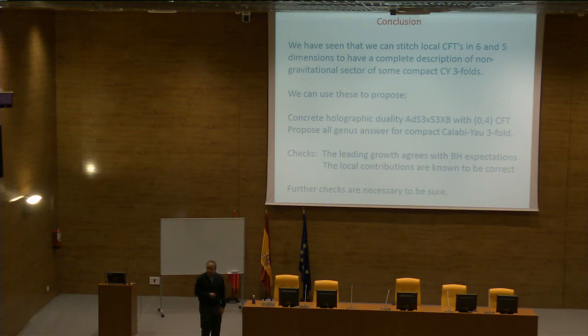So let me conclude. We have seen that the local description of conformal theories in 5D and 6D is quite powerful in giving a description for the non-gravitational sector of 5D and 6D theories, even in compact setups. We can get potentially concrete holographic dual descriptions for AdS3 times S3 times the base of F-theory in terms of (0,4) conformal theories. And we have checked some leading aspects of the growth of the black hole entropy, which agrees with the black hole expectations. But of course, much more checks need to be done. Thank you.